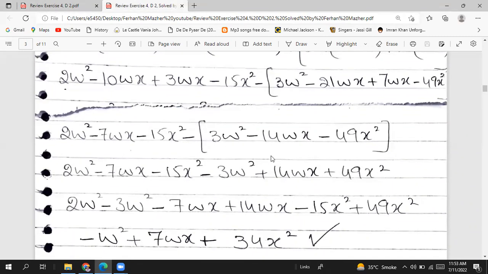So this will become minus 3w square. This will become plus 14wx. This will become plus 49x square. Now we will arrange the like terms together. 2w square minus 3w square minus 7wx plus 14wx minus 15x square plus 49x square. So you will have 2w square minus 3w square, you will be left with the minus w square. And then you have plus 7wx and plus 34x square. And the answer is right.